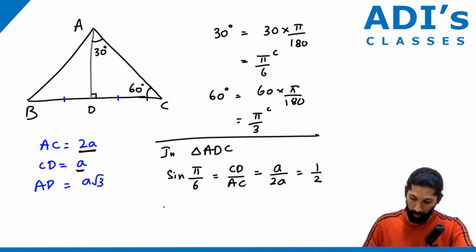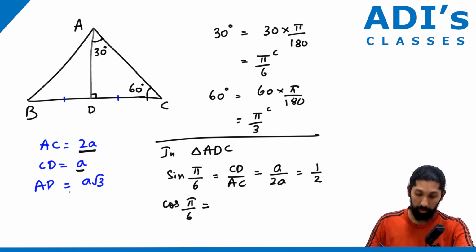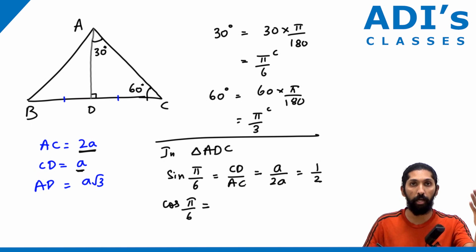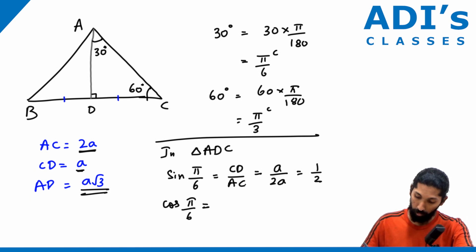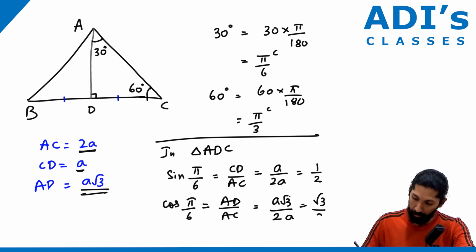Same thing when you take cos pi by 6. Cosine is adjacent side divided by hypotenuse. Correct? That's how we define cos. Adjacent side is a root 3. So you have AD divided by AC, which is a root 3 divided by 2a. We get root 3 divided by 2. See?